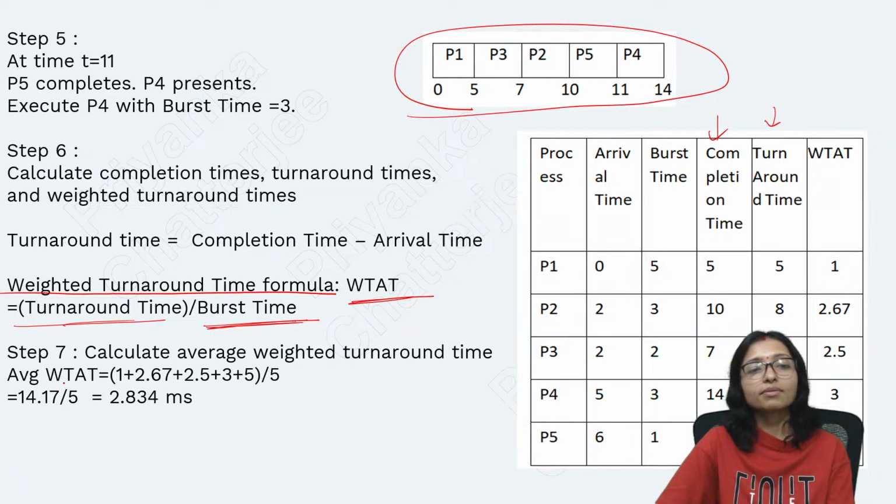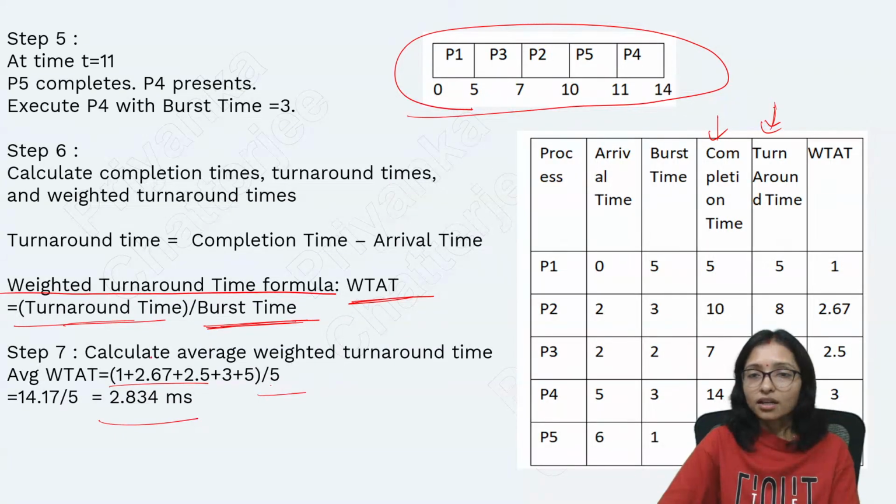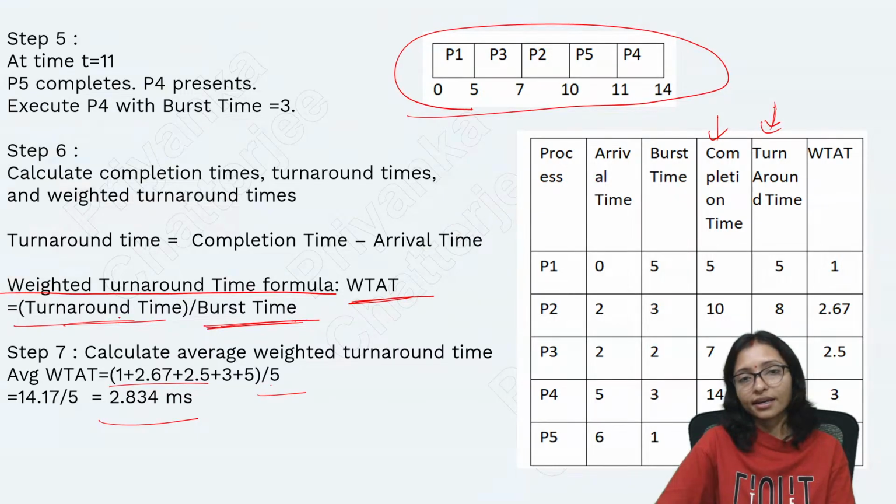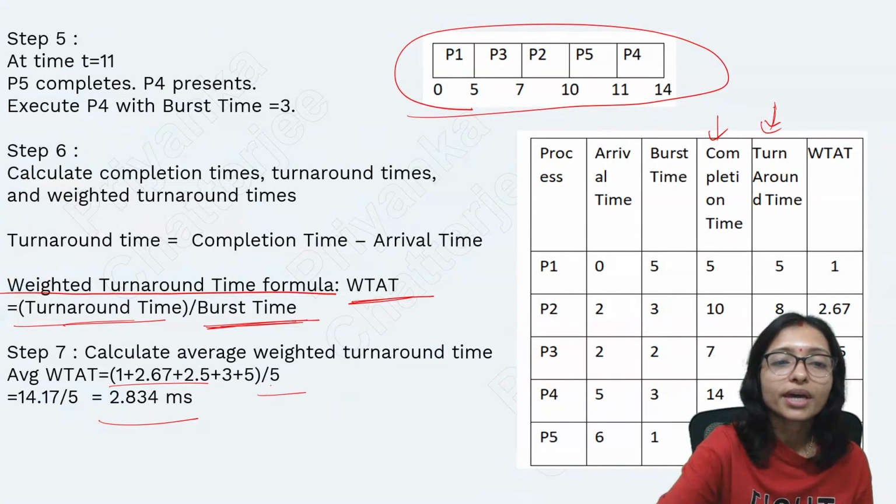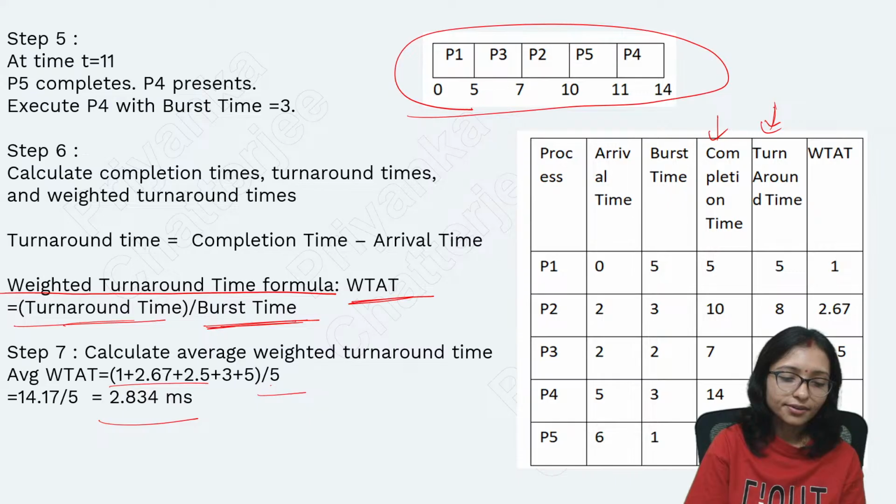So turnaround time divided by burst time: whenever you are doing total turnaround time, you will divide by the burst time, that is 5. So you will get this total. Yes, so you are getting this total. So finally you will get the answer here. Okay? Clear? Is that clear?